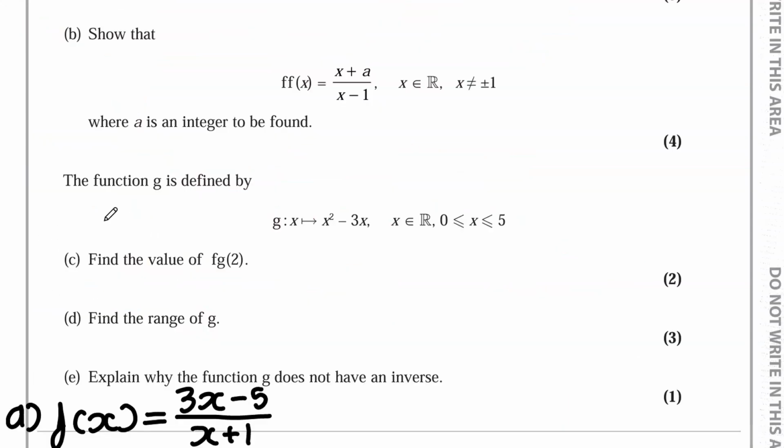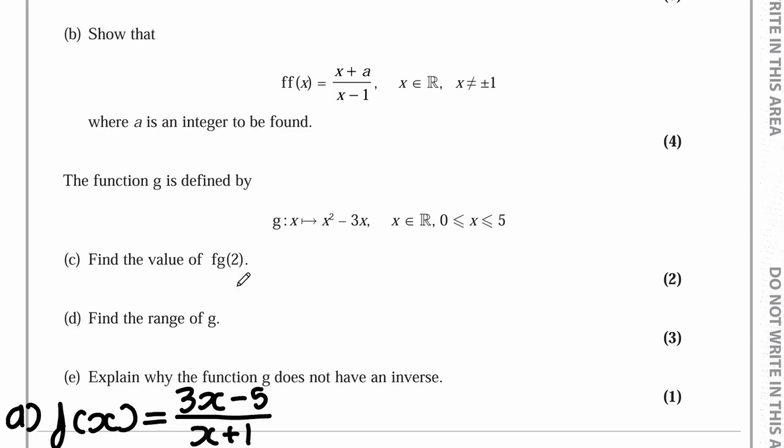Okay, so for part C, we're introduced to a new function g, and g is defined by g of x is equal to x squared minus 3x, where x is between 0 and 5. And for part C, for 2 marks, we need to find the value of fg of 2. So this is another composite functions question.